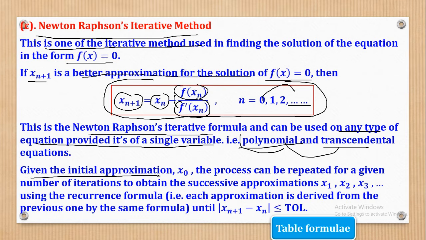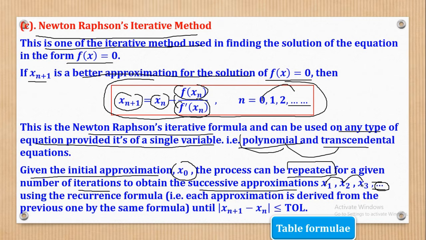So given the initial approximation x naught, remember we have already seen the methods used to get the initial approximation, and in the worked examples we shall see how to get it. The process can be repeated. Note this word repeated, because we are dealing with iterations, so you have to repeat the process for a given number of iterations to obtain the successive approximations x1, x2, x3, and so on. I think you also realize that we have not put the end where to stop, so we shall see in the examples. So how do you know where to stop?